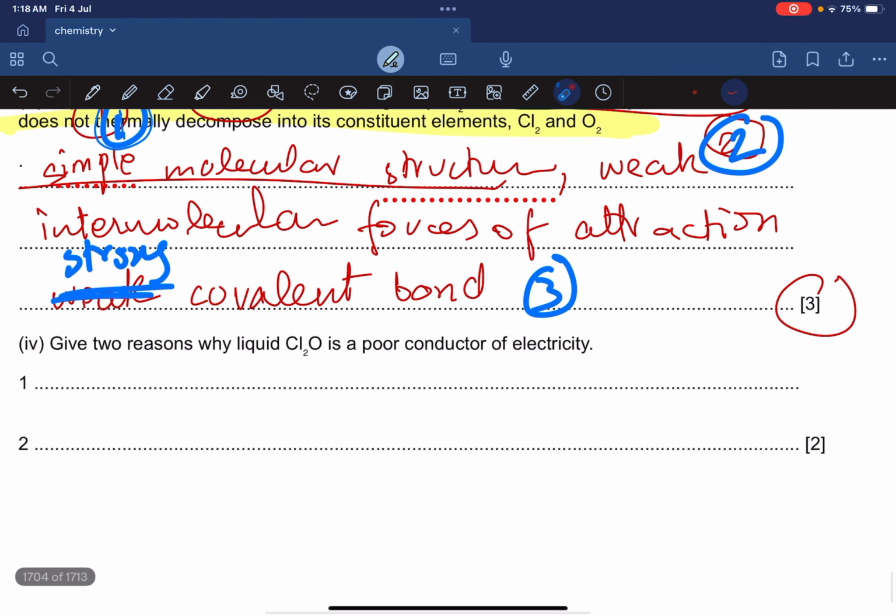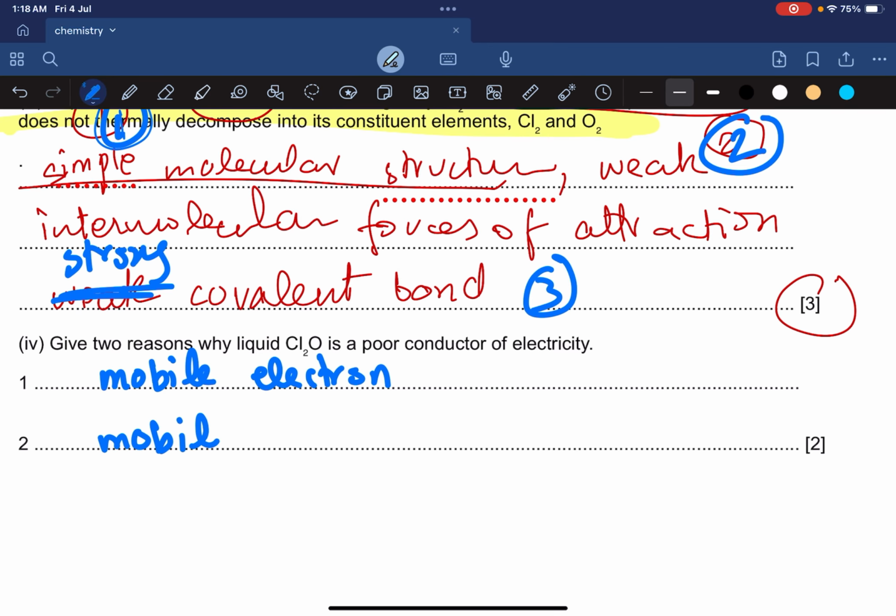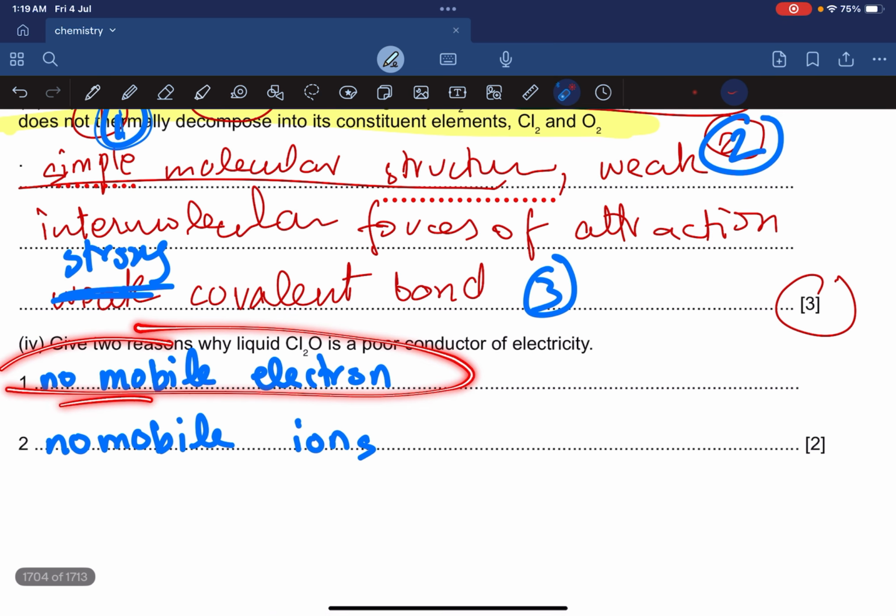Give 2 reasons why liquid Cl2O is a poor conductor of electricity. Why is something a poor electrical conductor? What conducts electricity is either mobile electrons, which is the case in metals, or mobile ions, as in graphite or ionic compounds when melted or in aqueous solution. So it has no mobile electrons to conduct electricity and no mobile ions.